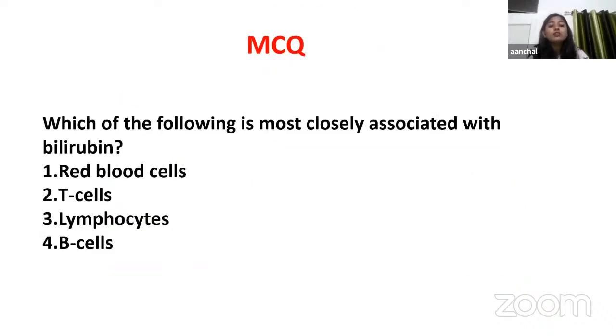Okay, now all the students have a question: which of the following is most closely associated with bilirubin? You have 10 seconds to answer, and I know all the students know the answer. The options we have: red blood cells, T cells, lymphocytes, and B cells. Yes, the answer is red blood cells.